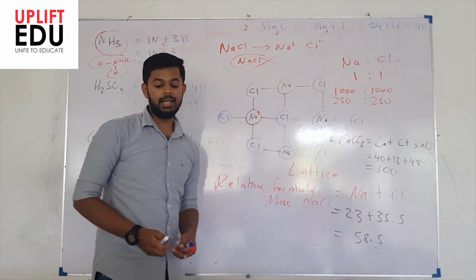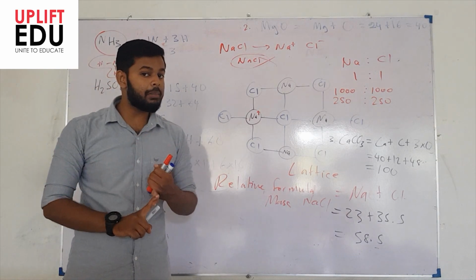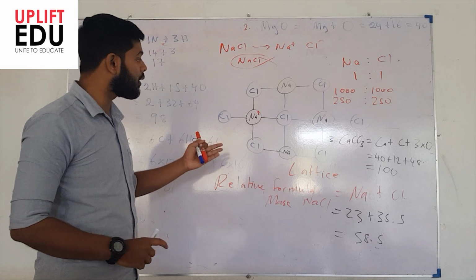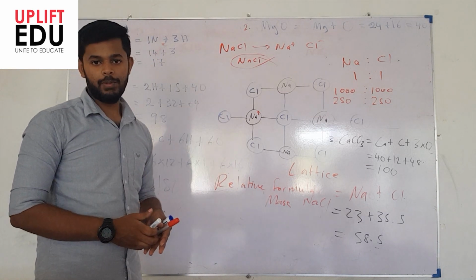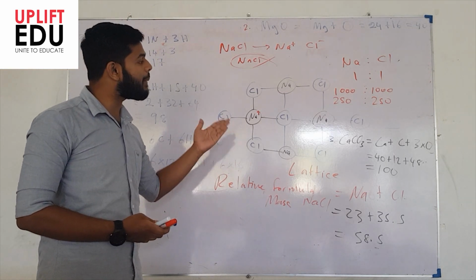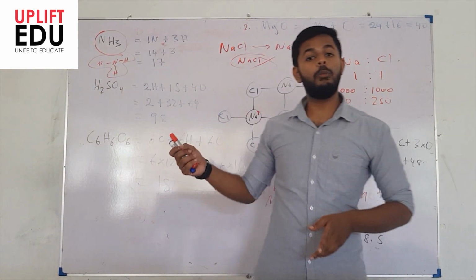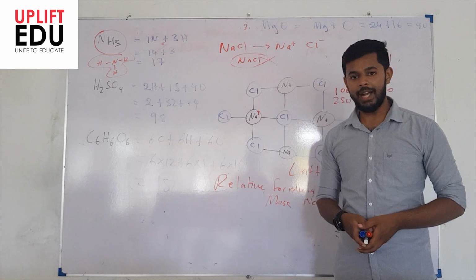So now we started by discussing finding the relative atomic mass and relative molecular mass. Finally, we had a look at relative formula mass, right? These relative formula masses are written for compounds that are formed by ionic structures, right?